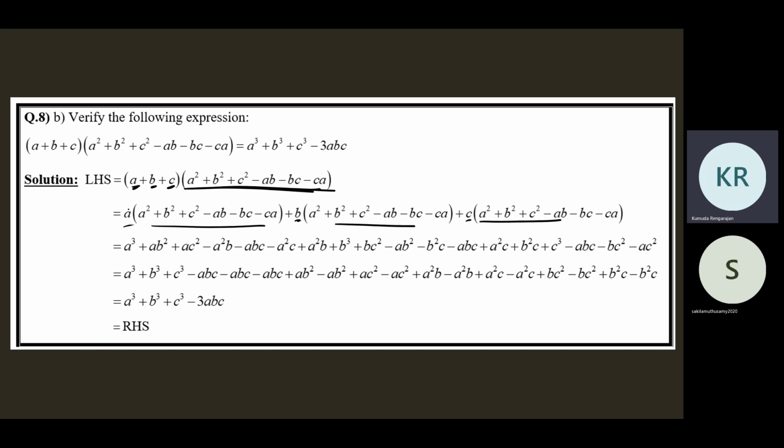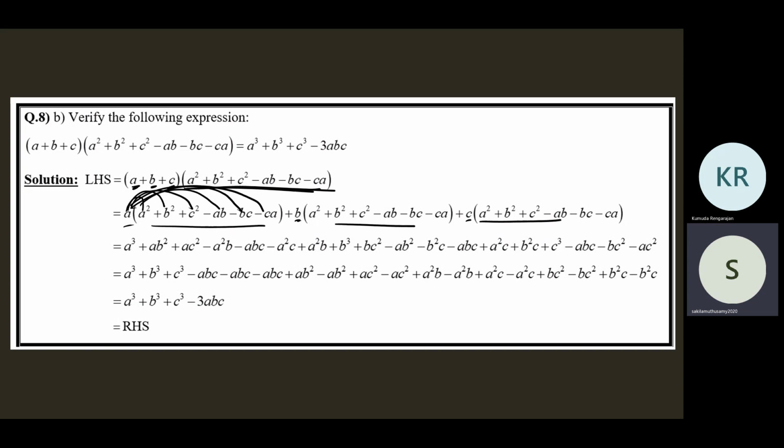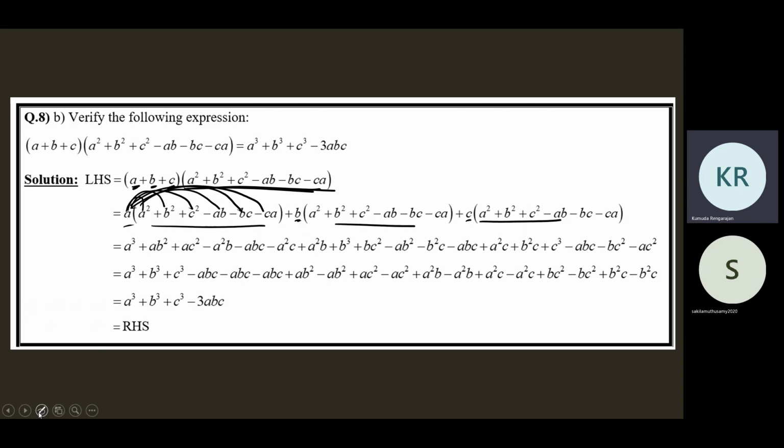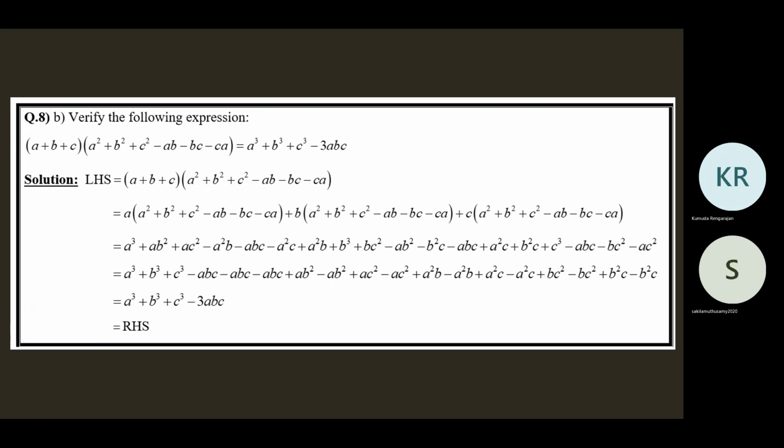Then you'll have to open the bracket by multiplying A into A square, A into B square, A into C square, A into minus AB, A into minus BC, A into minus CA, correct? Yes, ma'am. Yeah, so please try this. Please practice this one, okay? Yes, ma'am. Yeah.